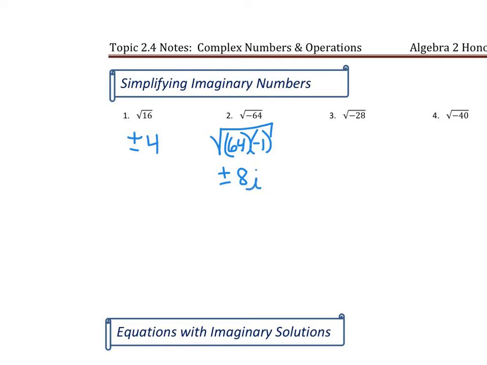The square root of negative 28, that is 4 times 7 times negative 1. The square root of 4 is positive and negative 2. 7 is an imperfect square, so that will remain stuck under the radical, and the square root of negative 1 is i.